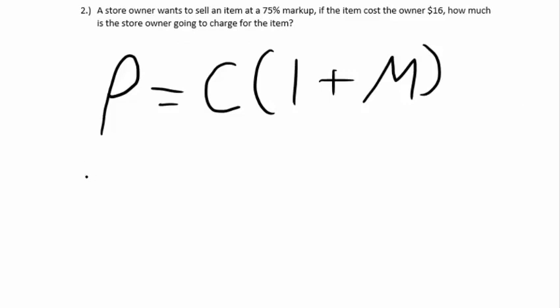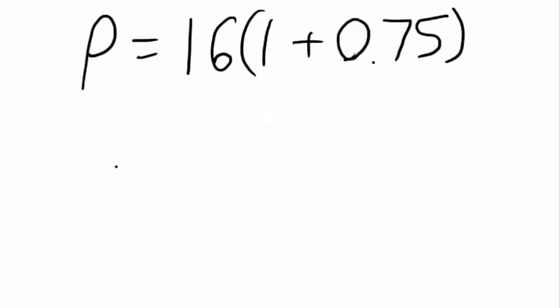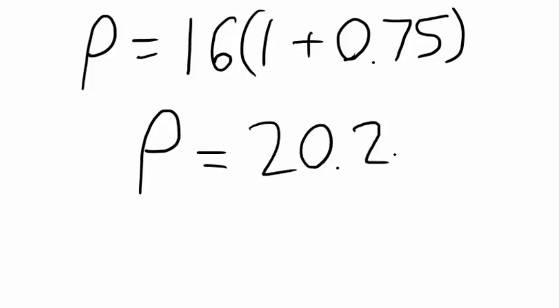And by plugging in what we know, we have price equals a cost of $16 times 1 plus the markup of 75%, which is also 0.75. And if we plug this into a calculator, we find our price to equal $20.21. So if we want to mark up this item at a 75% markup and it costs us $16, we would charge this item to the general public at a price of $20.21.